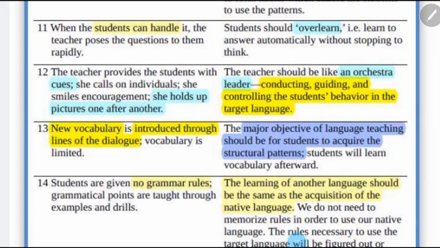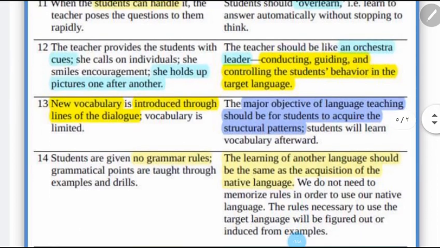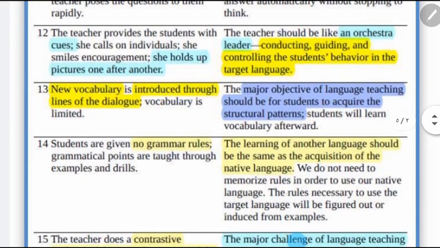Number 11, when the students can handle it, the teacher poses the question to them rapidly. When it's easy for students to learn, to pronounce, to read, or to produce language correctly, students should overlearn. Learn to answer automatically without stopping. They should overlearn, repeat many times to be able to answer automatically without stopping. The teacher provides the students with cues.